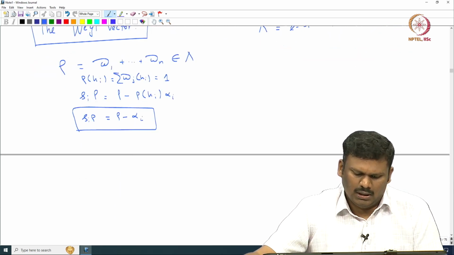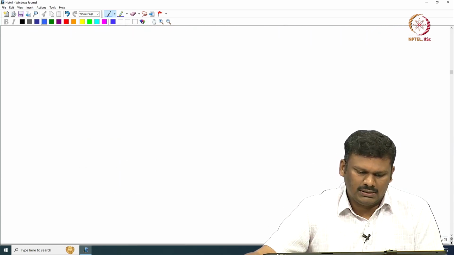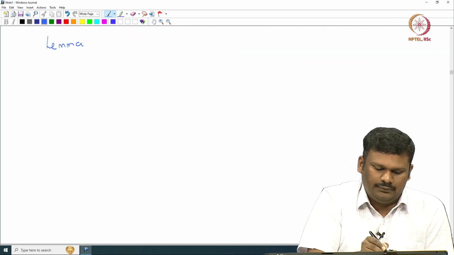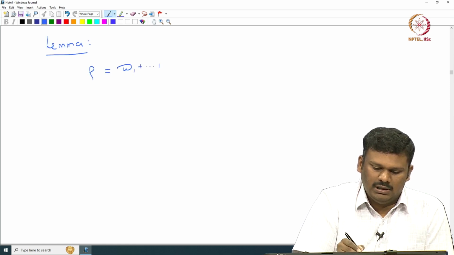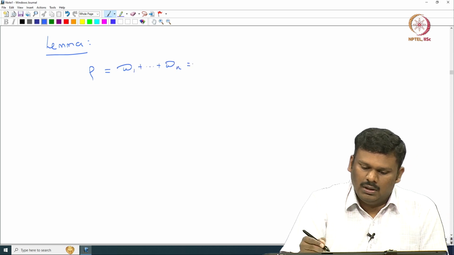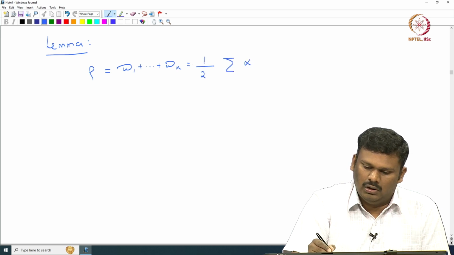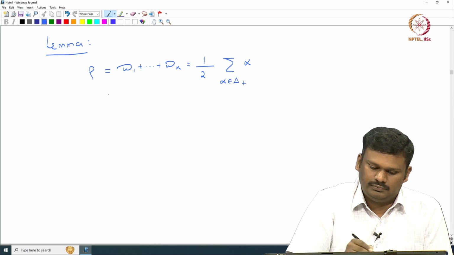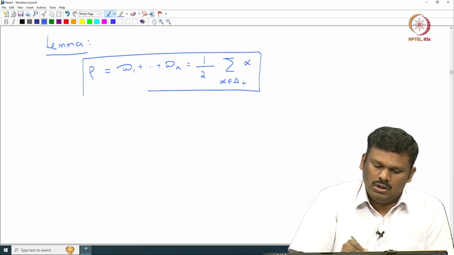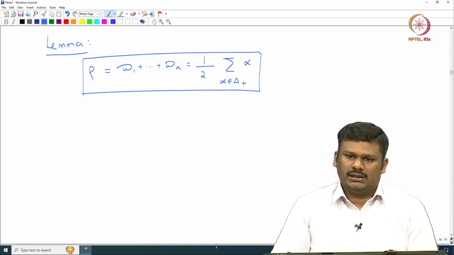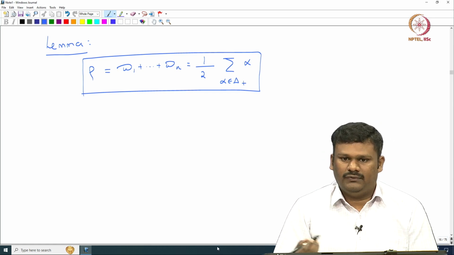Now, one can actually use this observation to prove the following. Here is a small lemma: rho has a very explicit expression in terms of the positive roots. If I take rho to be omega 1 plus etcetera plus omega n, then this is exactly half the sum of all the positive roots. To prove this, we need to use the Weyl group action on the set of positive roots and then see what we are going to get.